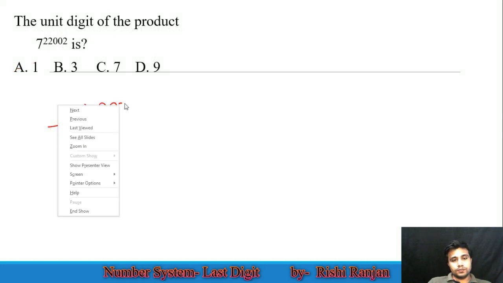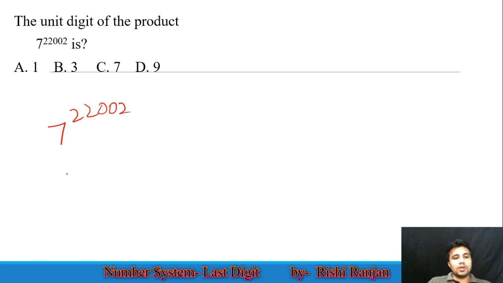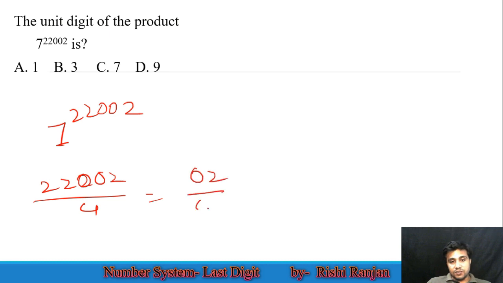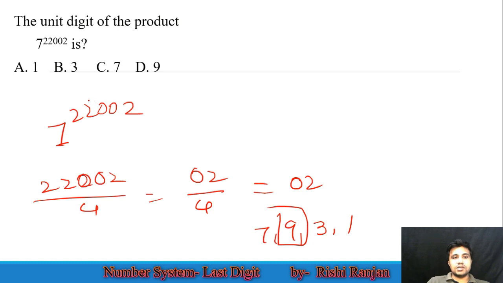22,002. Okay. For 7 also the cyclicity is 4 only. So 22,002 divided by 4, find the remainder. And for this case, I'm actually not going to divide 22,002, okay? I'll just check the last 2 digits. If that is divided by 4, the remainder is going to be 2 only. 2 means second one. 7, 9, 3, 1. Second one is the answer.